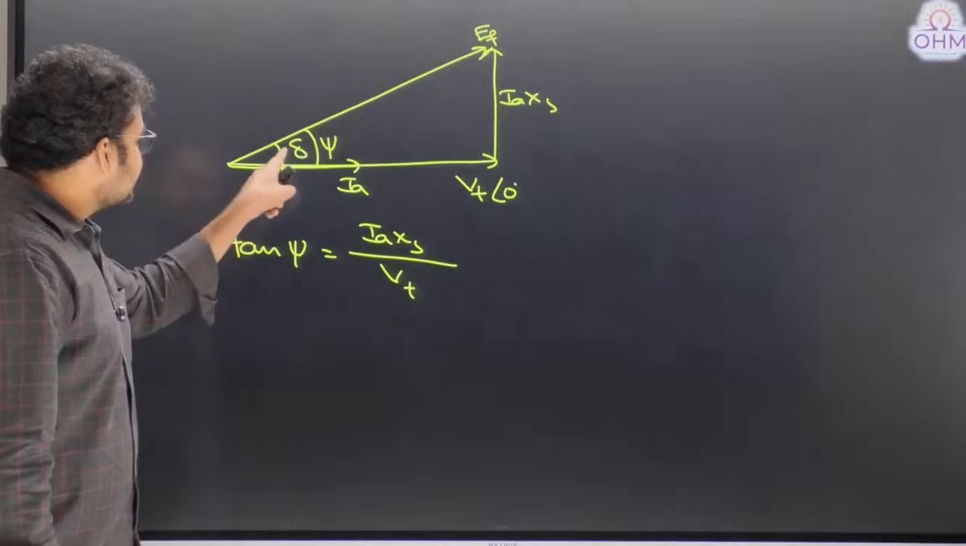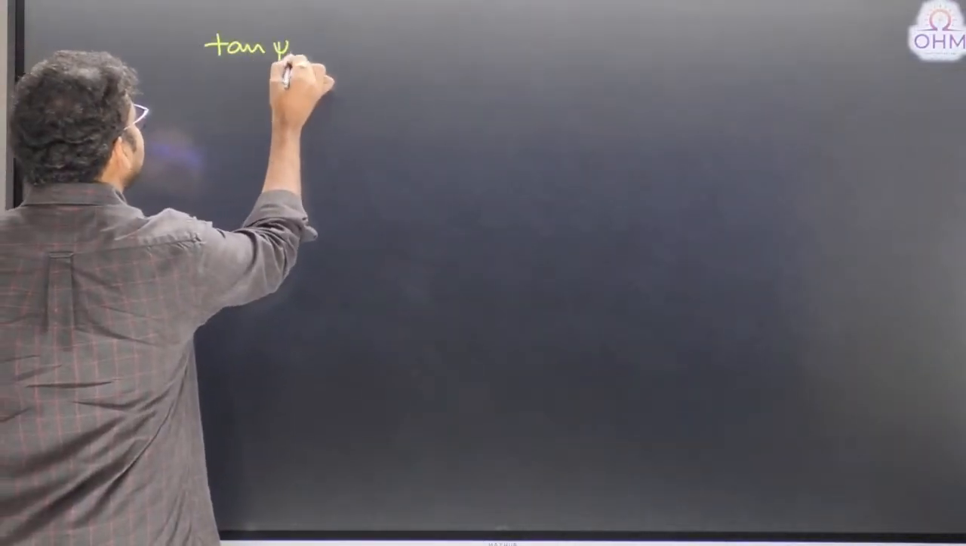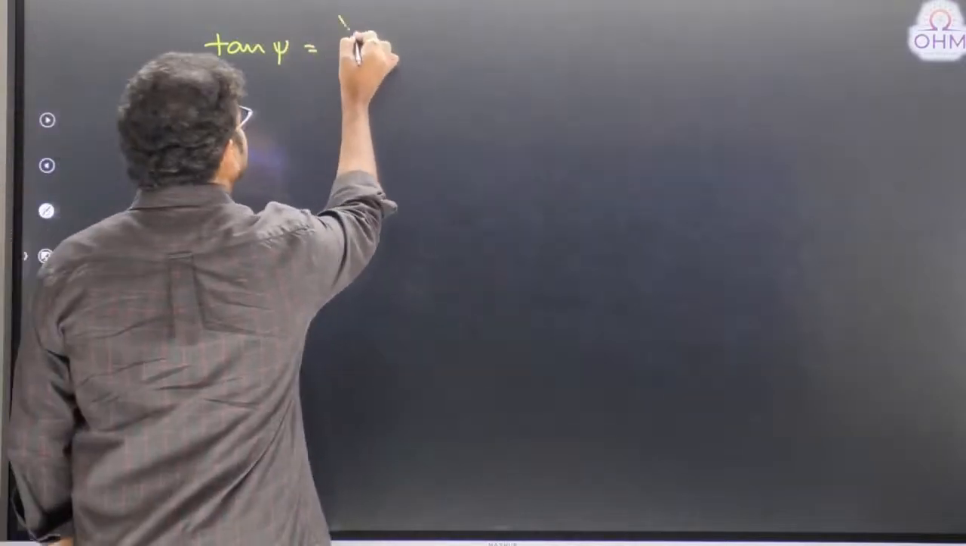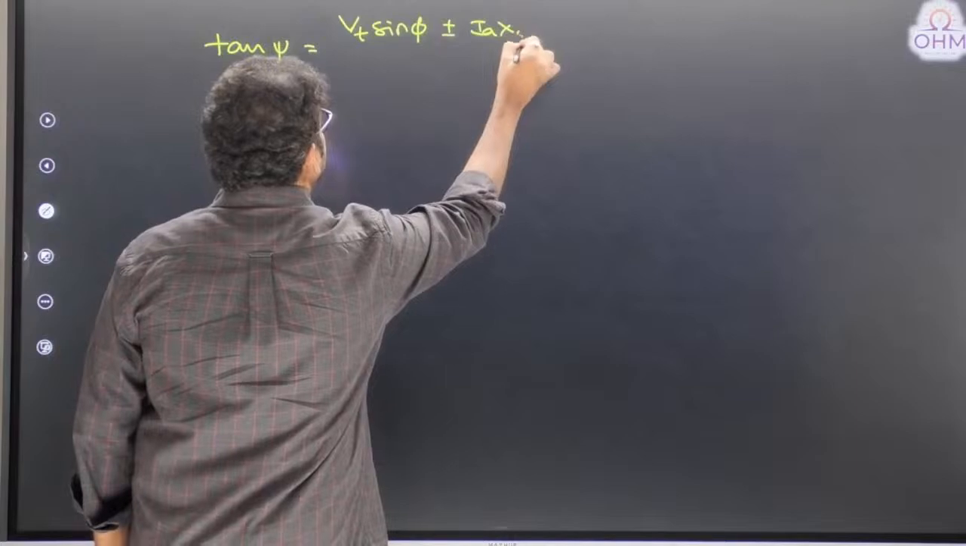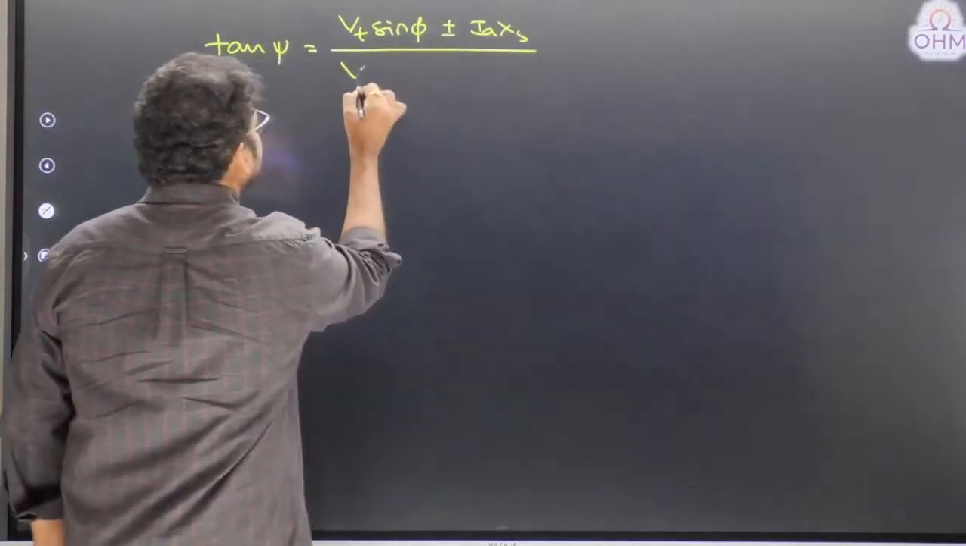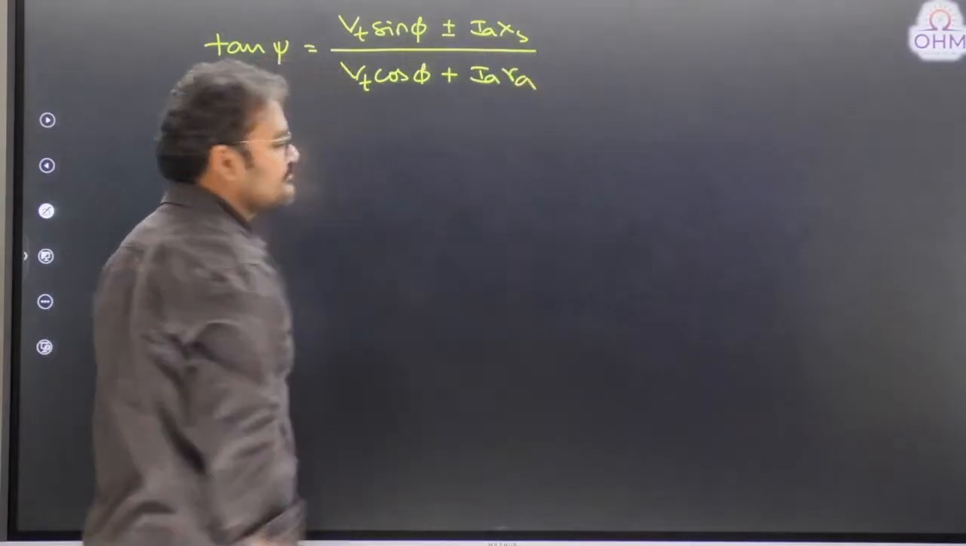And psi is nothing but delta right now. Suppose this idea doesn't touch your brain, at least you know the standard formula for tan psi, right? What is the standard formula for tan psi in case of a generator? VT sin phi plus or minus IAXS divided by VT cos phi plus IA RA.